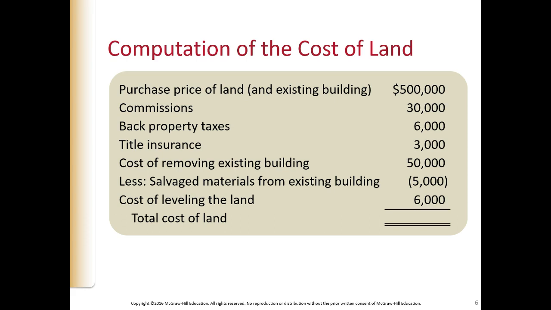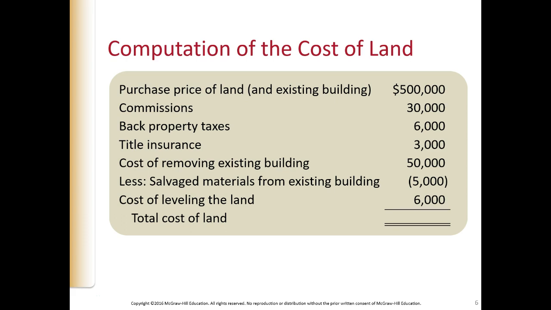And these are some examples with some numbers. Let's say you purchased the land for $500,000 and there was an old building on the land. Now you did not really want to use the old building, but you wanted that land. So that cost you $500,000. Commissions you had to pay for, $30,000. Back taxes, title insurance, $3,000. Then you had to pay to have the existing building removed. So it's demolished and removed.